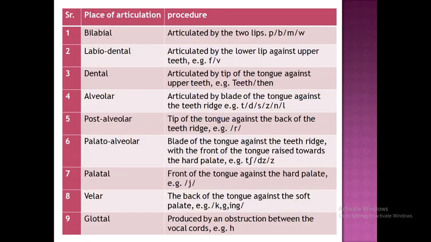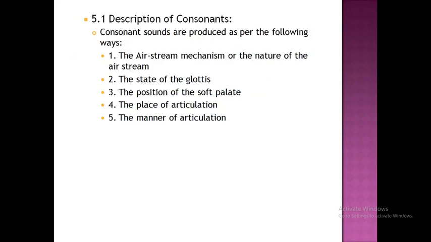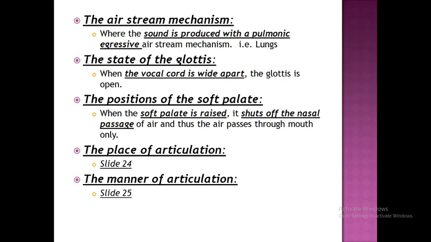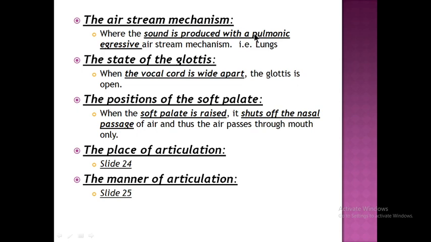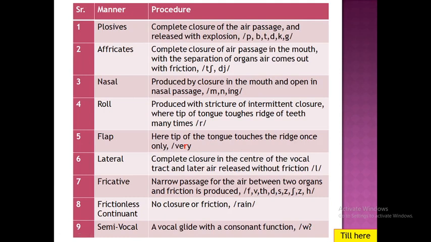So we have gone through the description of consonants: the air stream mechanism, the state of the glottis, the position of the soft palate, place of articulation, and manner of articulation. So this is the end of this video. We will cover the rest of the content in the next video, and hopefully that will be the last to cover all the rest of the content of unit 5.